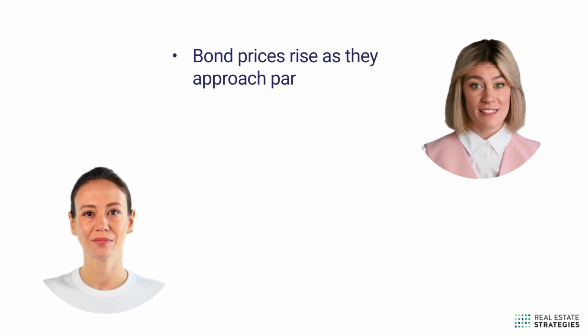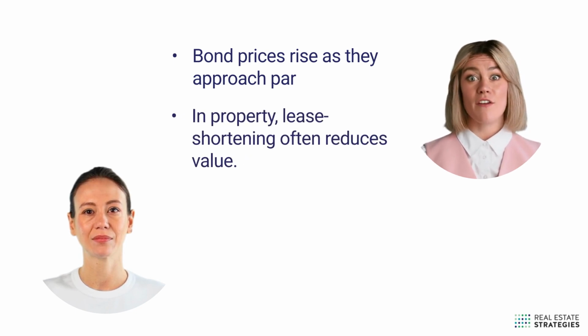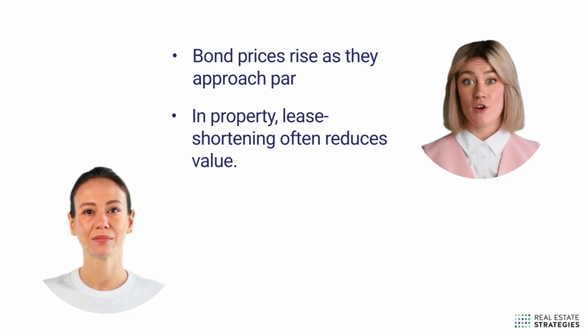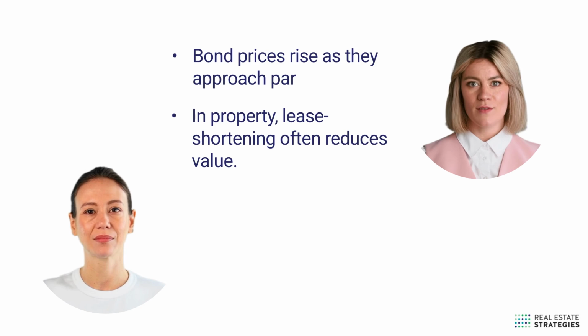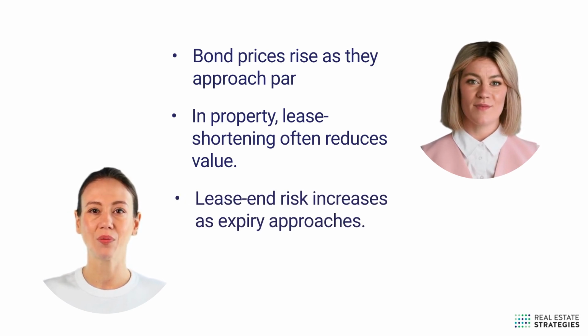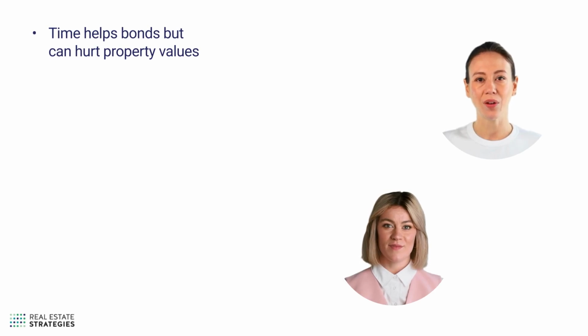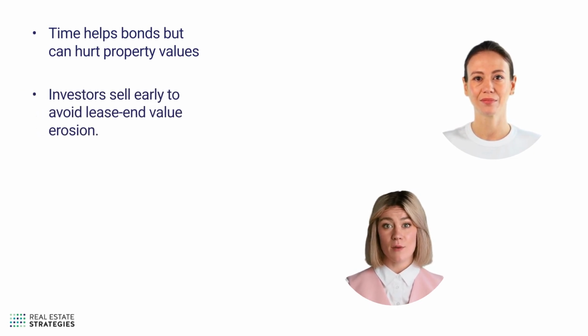But here's where real estate diverges. With a core property, as the lease shortens, value often falls, unless you've got rental growth or yield compression. Because the risk goes up: lease expiry, letting periods, reletting costs. So in bonds, time often works in your favor. In real estate, it can work against you. Which is why core investors often sell before the lease expires. They're not just clipping coupons, they're avoiding the value erosion that comes with lease end risk.